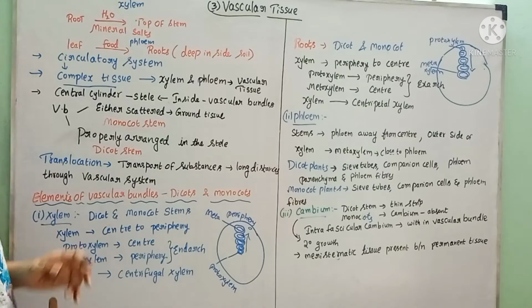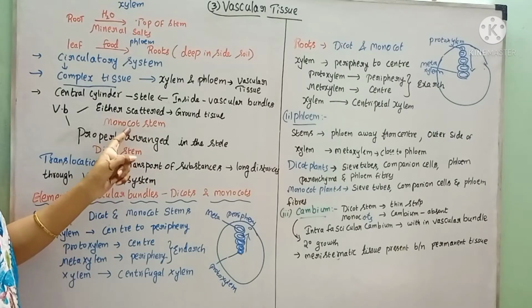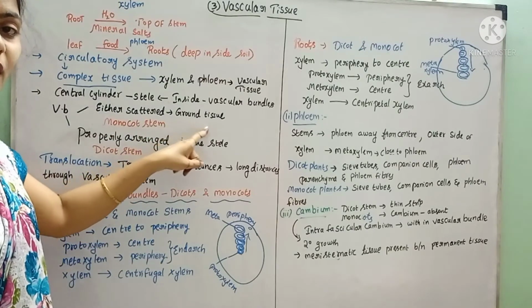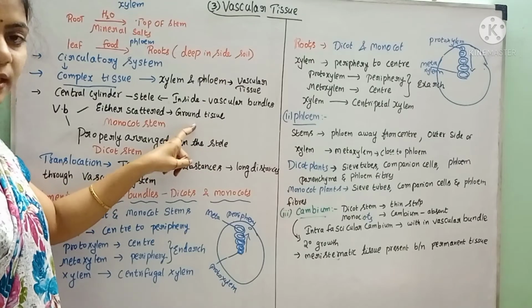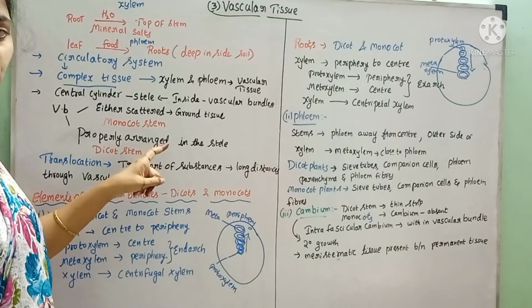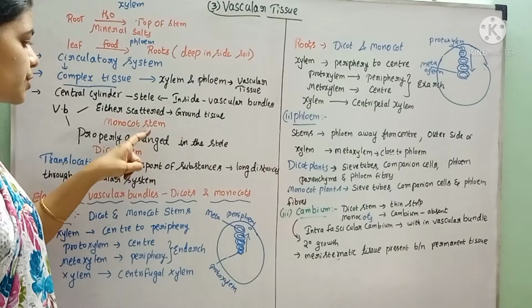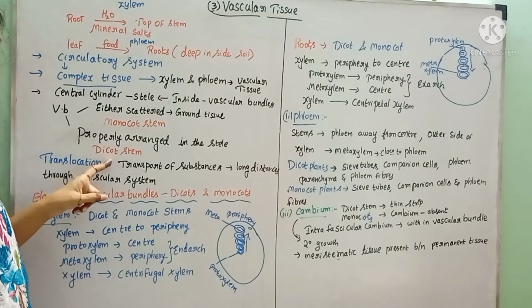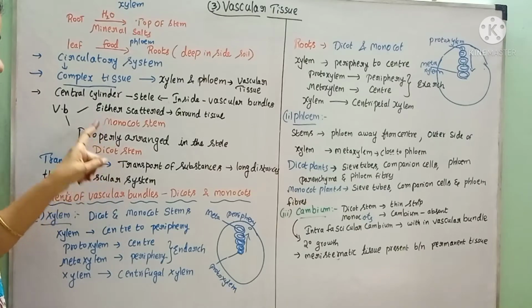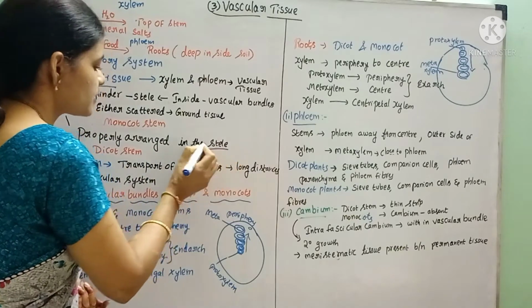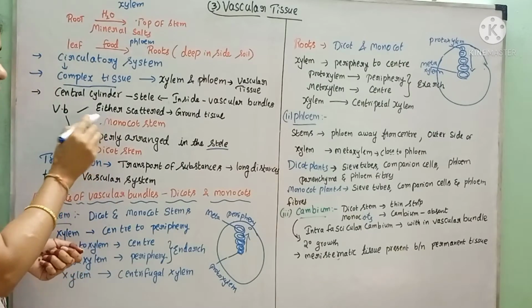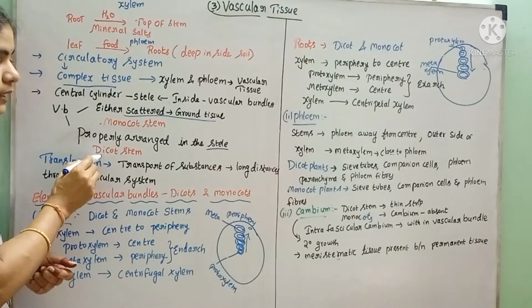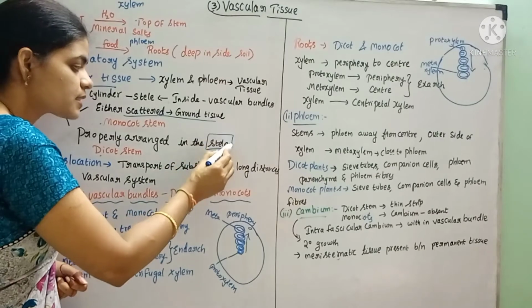But in some plants such as monocot stems, these vascular bundles are not present in the stele. Where they are present, they are scattered in the ground tissue, because we have studied that in the monocot stem, there is no clear-cut zonation of the ground tissue. Within the ground tissue only, these vascular bundles are scattered. But in the dicot stem, these vascular bundles are properly arranged in the stele. In the monocot stem, the vascular bundles are just scattered in the ground tissue, whereas in the dicot stems, they are properly arranged inside the stele.